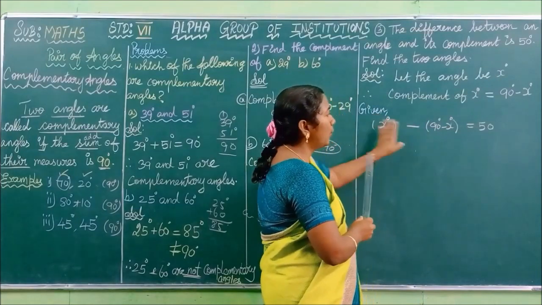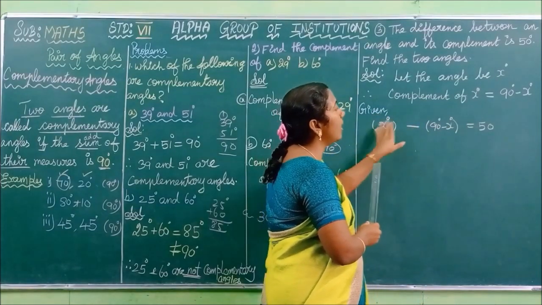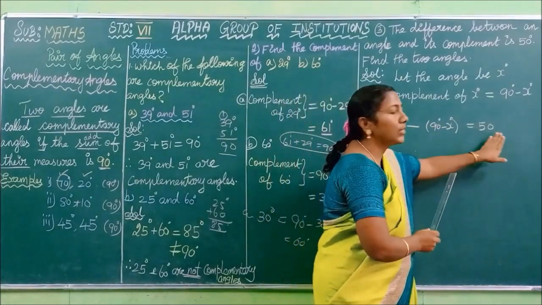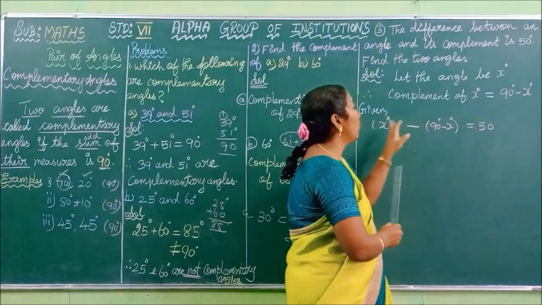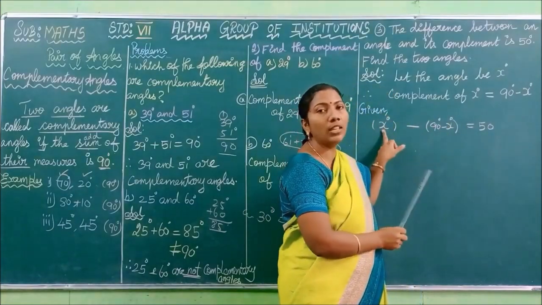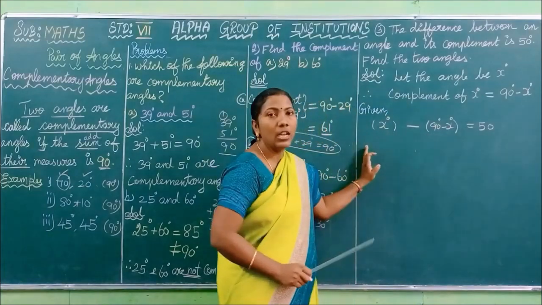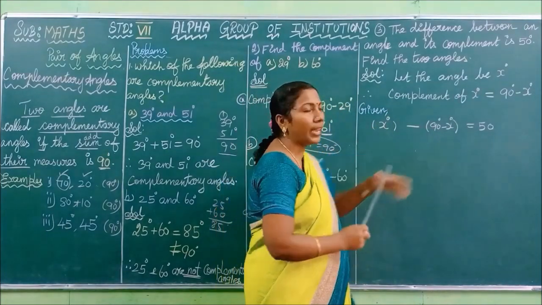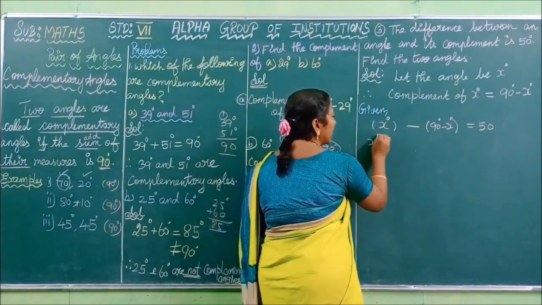The difference between an angle and its complement is 50. Now we have to find the two angles. For that, you have to find the value of x. Now we are going to remove the bracket. See here, write the x as it is.